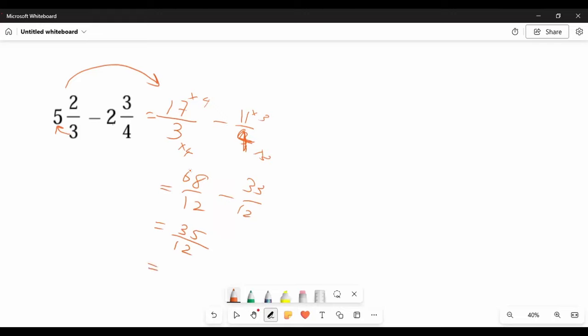So we have to take out the number of wholes we have. In 35, how many 12s we have? 12, 24, 36. So which means we have only two wholes. So the remainder is going to be 11 over 12. So this is going to be the final answer. All right. So can anyone tell me, did anyone try in a different way here, in a different method here?